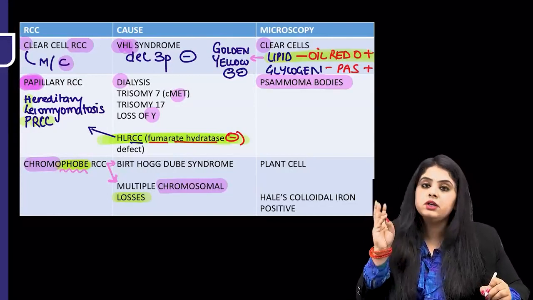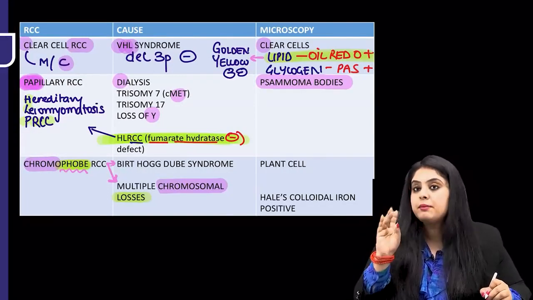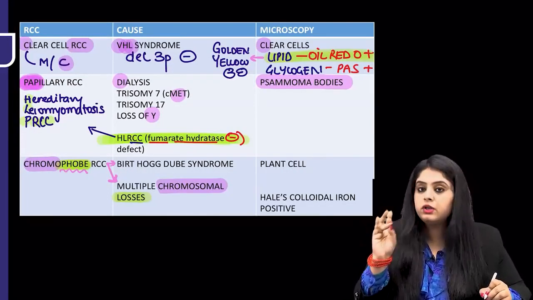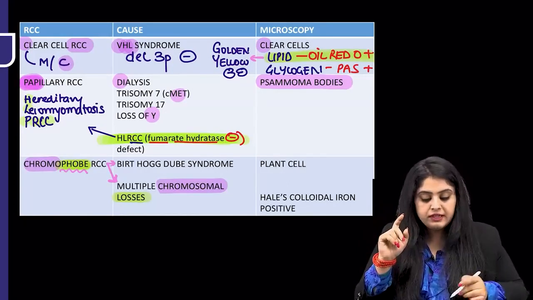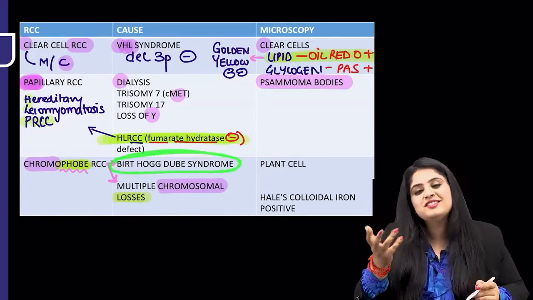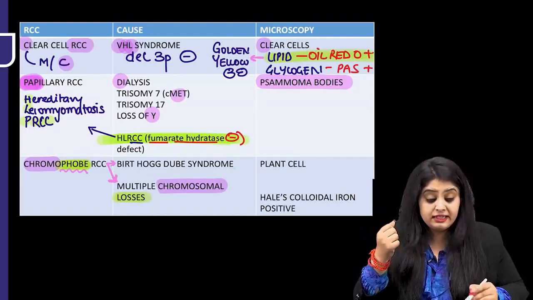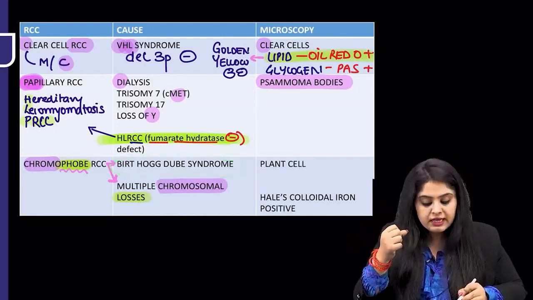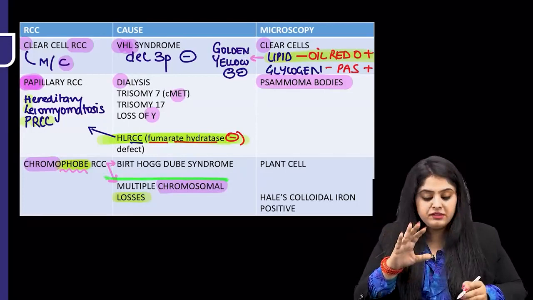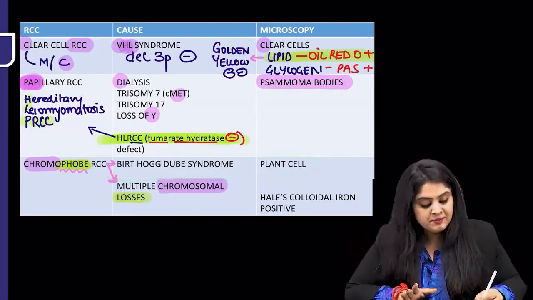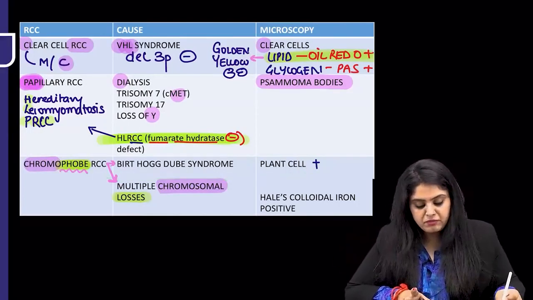So please note, Birt-Hogg-Dube syndrome is number 1 and multiple chromosomal losses is number 2. ठीक है, याद रहेगा. Now, when it is running away from birds and dogs, that's just a way of learning. Birt-Hogg-Dube syndrome sounds like that. When it's running away from birds and dogs, it means it's very, very scared of animals and it loves the plants. It is going to show you the presence of plant cells.